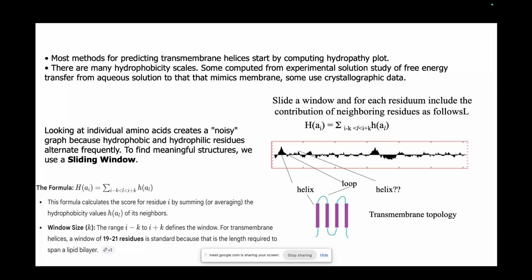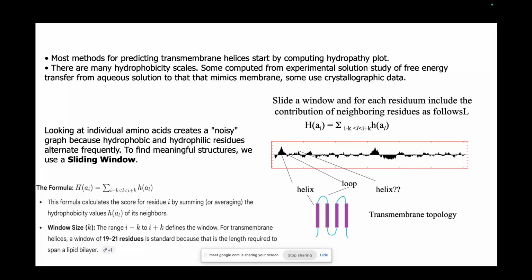So you plot this hydropathy plot. It's nothing but, according to the sequence, you are plotting the hydrophobic values from a particular scale, right? There are many hydrophobicity scales, as I said. Some might be computed from experimental solutions, studies of free energy transfer.